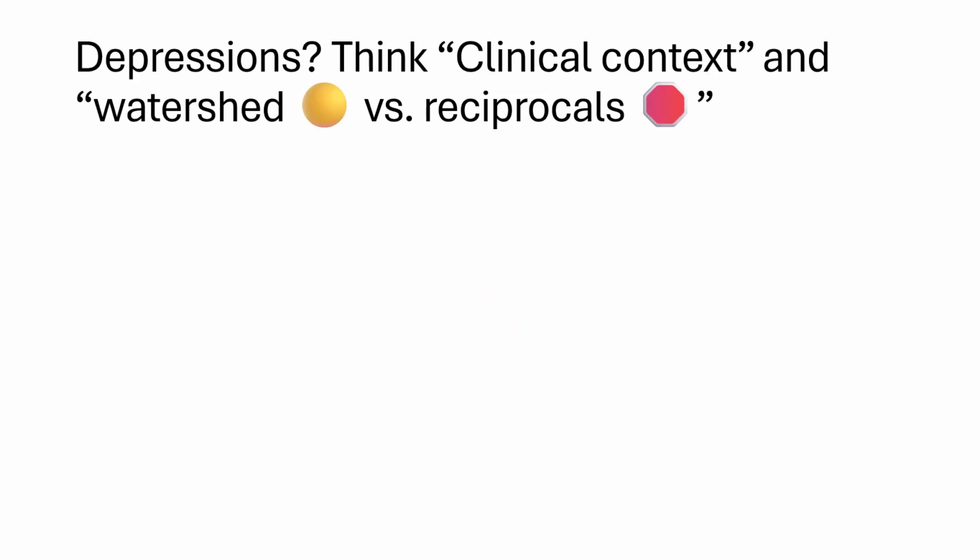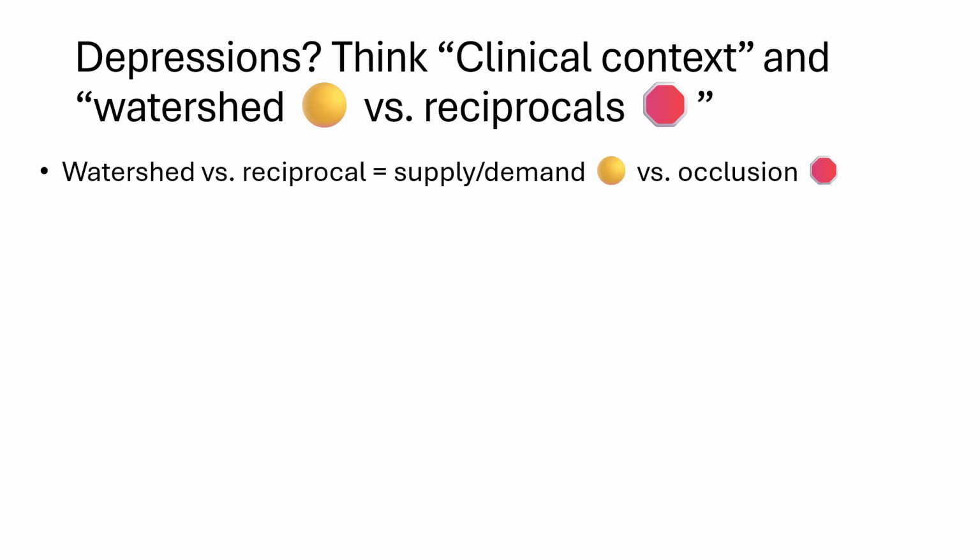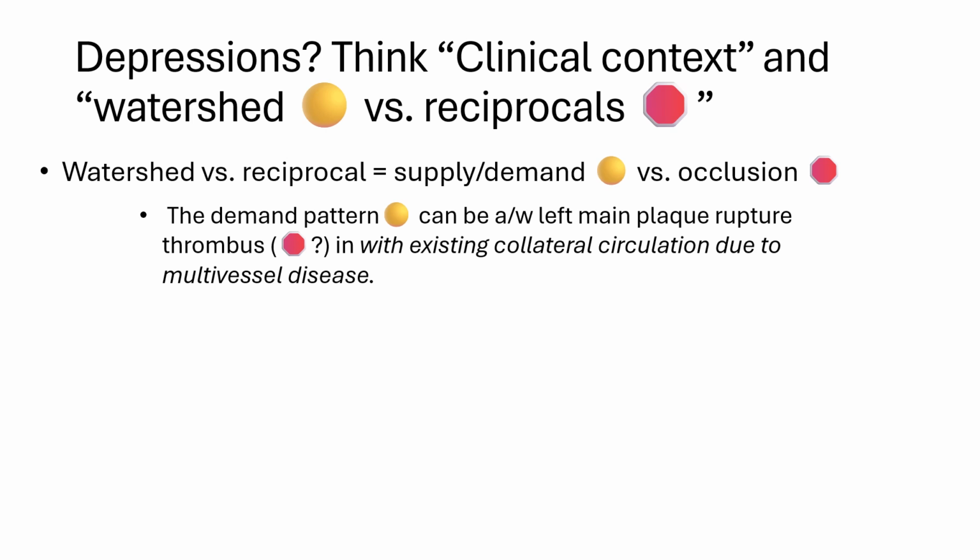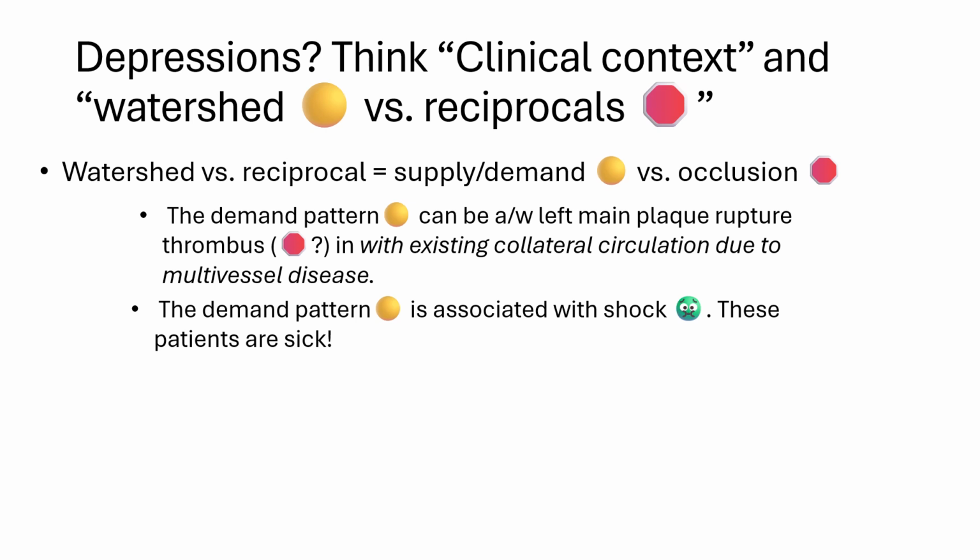Conclusion: in general, when you see multiple depressions, I'd frame the issue as, am I looking at a supply-demand mismatch, or am I looking at reciprocals to occlusion markers? Again, supply-demand mismatch in a patient with a ruptured left main plaque and lots of collaterals warrants a cath, but it's perhaps a more nuanced situation, if an equally perilous one, compared to someone with a totally occluded coronary artery without collaterals that needs it open stat. Keep in mind that the demand pattern is associated with shock, and these patients are sick and have high mortality.